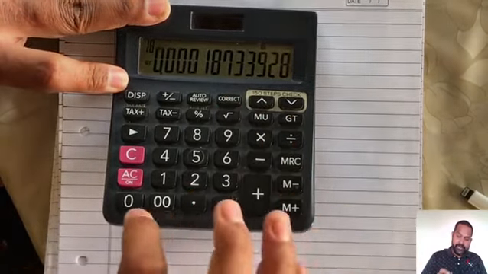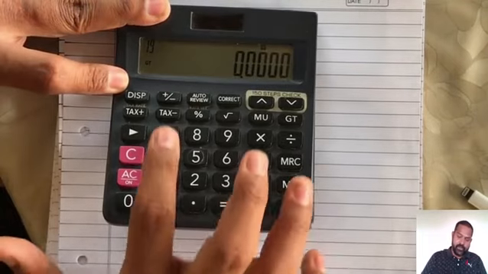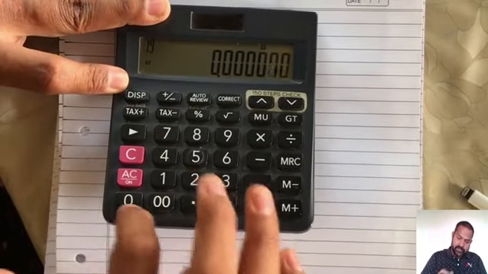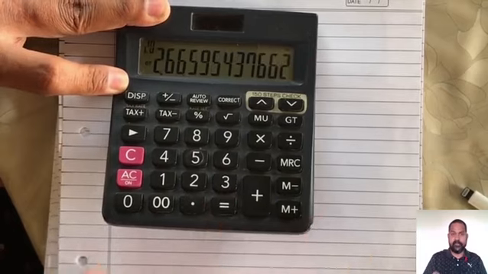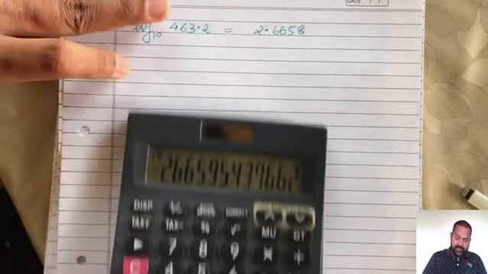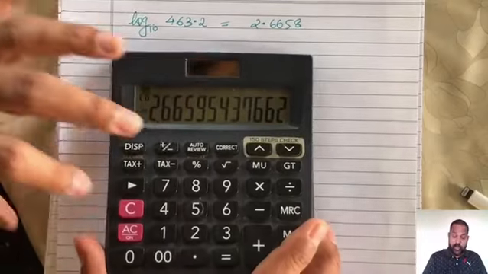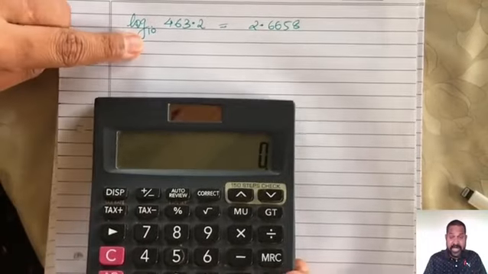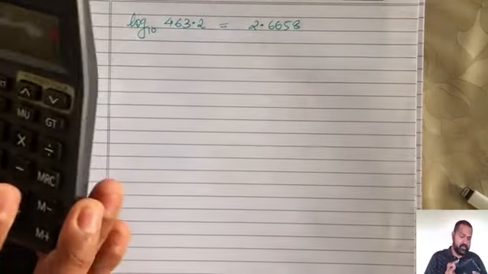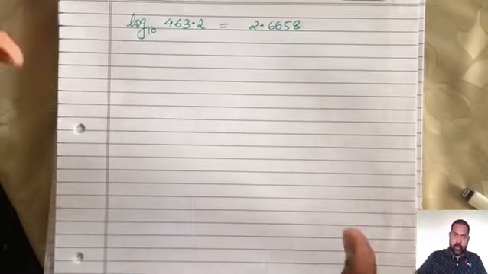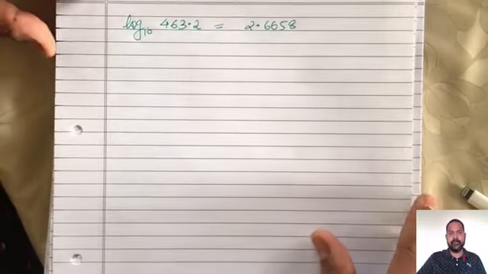Divided by 0.000070271. 2.6659, isn't that the closest you have? 2.6658. So you can take logs to the base 10 in your calculators also. Fine. So this is the log of that value.